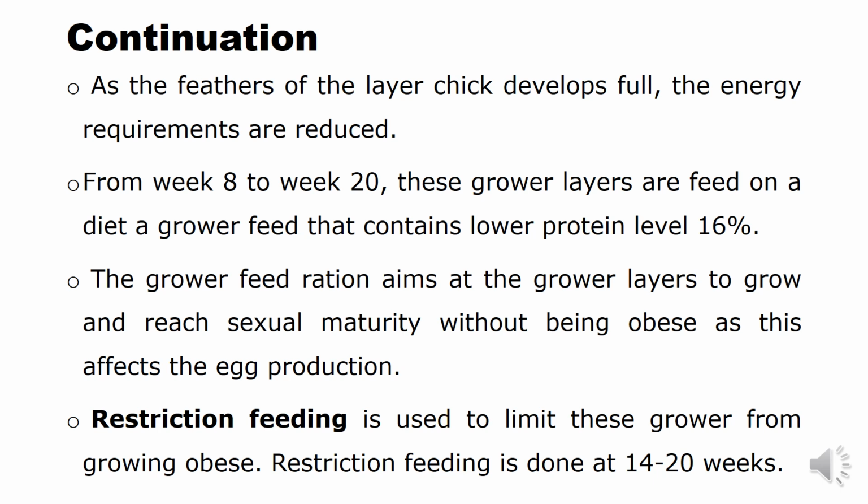We see that as the layer chick develops further, the amount of energy required by the bird reduces. Then from the 8th week to 20th week, the grower chick is fed what we call the grower mash or grower feed, and this contains a lower percentage of protein. This helps reduce the protein and the energy to avoid these birds growing obese. Remember, as they grow obese, this will affect their egg production in the future.